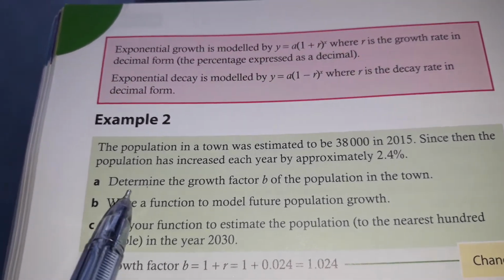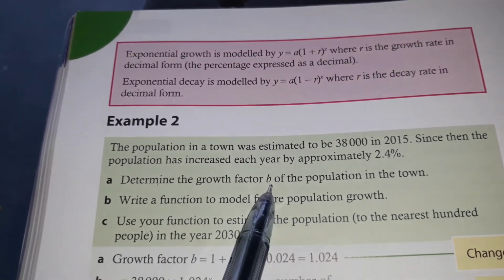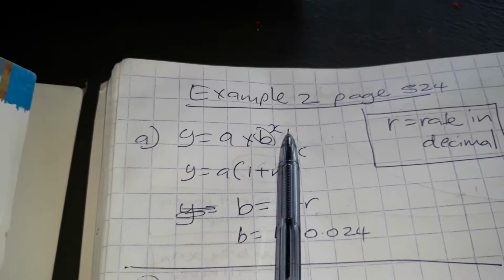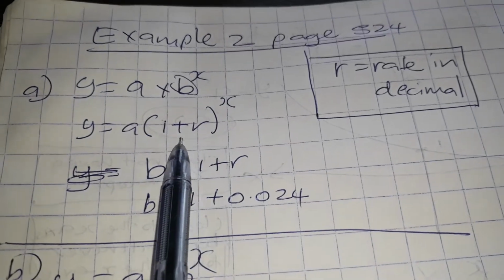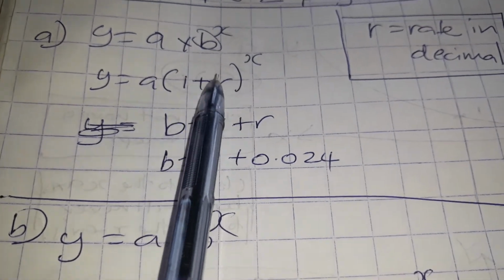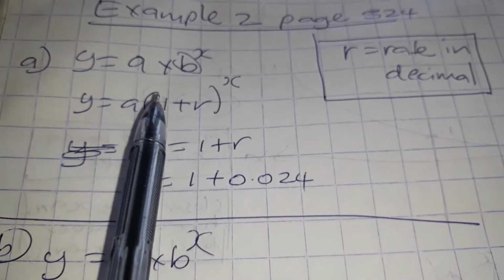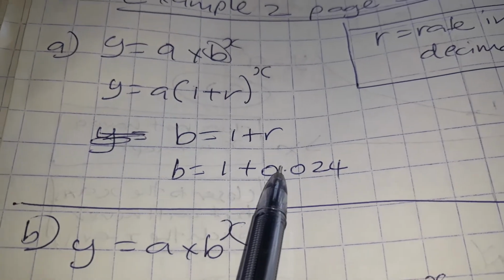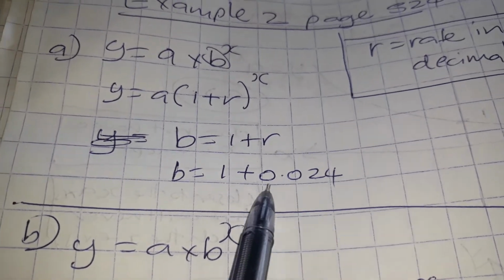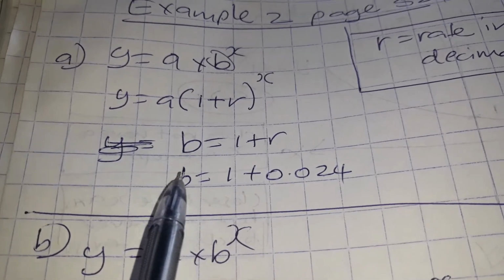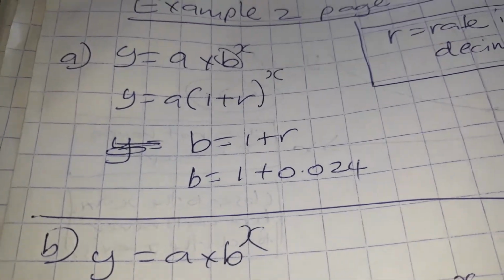Let's look at the first one again. Determine the growth factor B of the population. Alright, you all know your general formula for the growth is A times B to the power of X, and we know that the B in the last formula I told you will be replaced with 1 plus R, and R is the rate in decimal. So my value for B is this value, 1 plus R. 1 plus 2.4% in decimal, so 1 plus 0.024. That's my value for B, or you can have B is equal to 1.024.